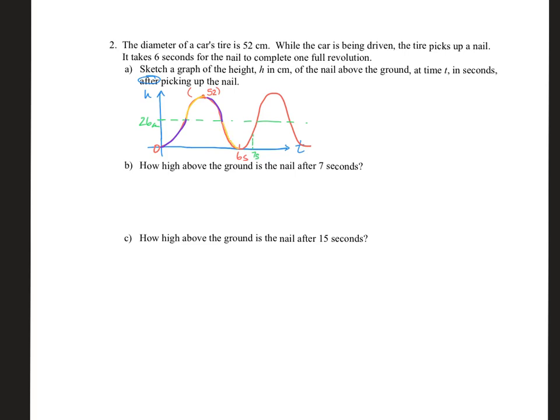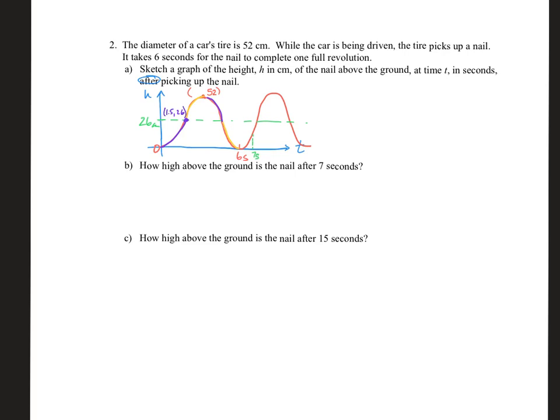And we know that in each one of those quarters, we go from a minimum to a zero to a max to a zero. And so I know then that when I get to this point in the middle of my graph, that has to take a quarter of my period. And so if 6 seconds is a full rotation, then 1/4 of that would be 1.5 seconds. So I know the location of that point would be at 1.5, 26.